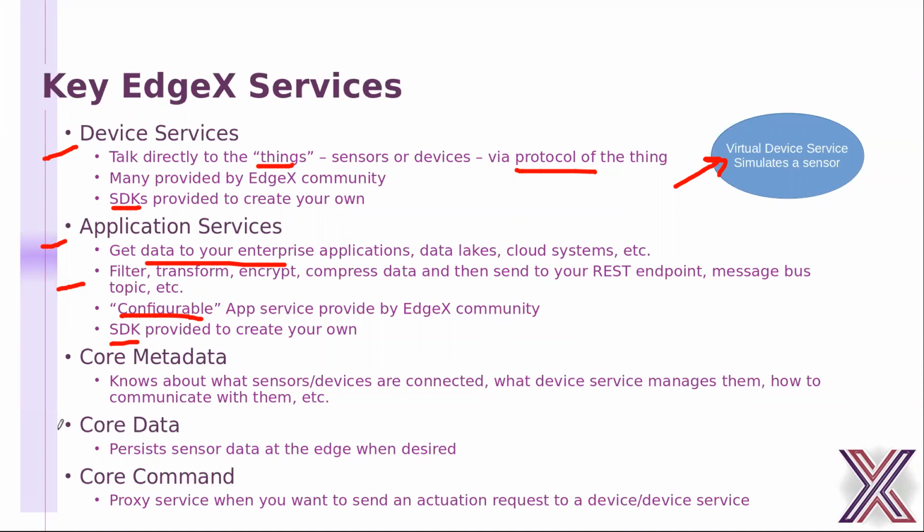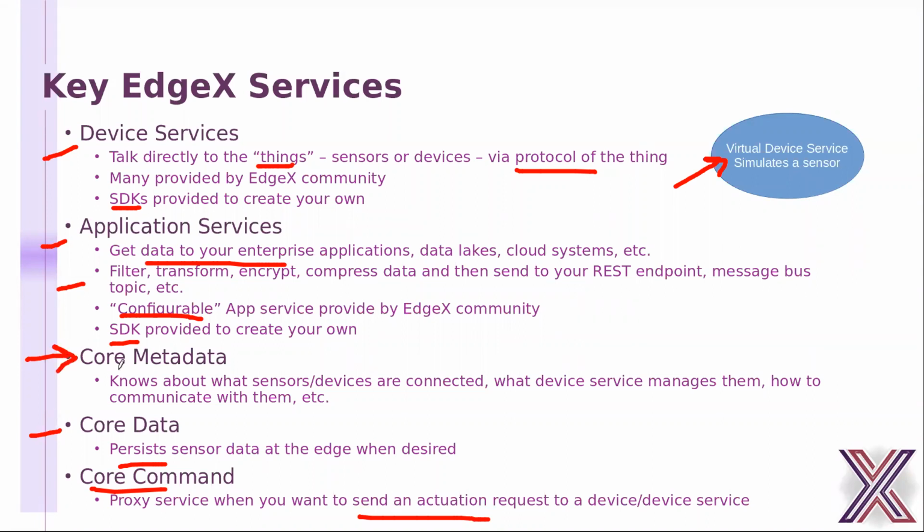Some other key services: you already saw core data, which provides for persistence, so things like sensor data at the edge. Core command serves as a means of proxying, so between the intelligence and actual device services and devices, it sends actuation requests down to the devices and the sensors so that you don't have to speak the protocol of any one sensor. Command will take care of that through the abstraction of our service layer and of knowing how the protocols at the edge work.